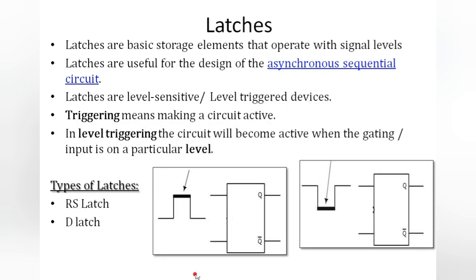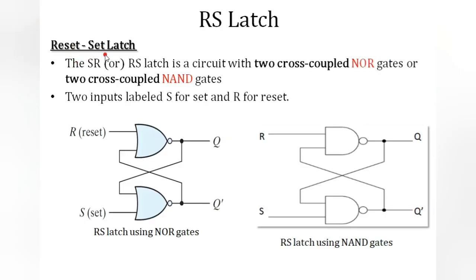Next, types of latches. There are mainly two types of latches. One is RS, next one is T. In this session, I am going to discuss only about RS latch. Observe carefully. RS latch, that is nothing but reset set.